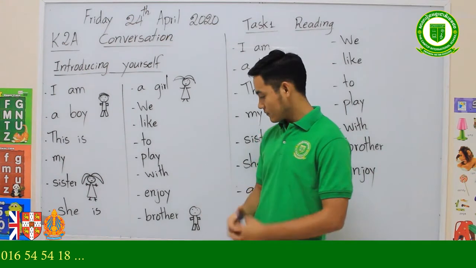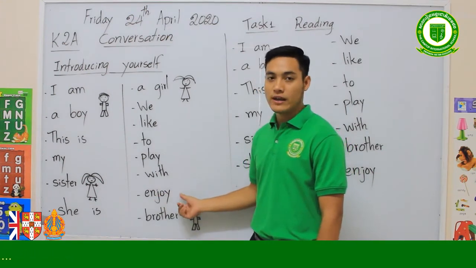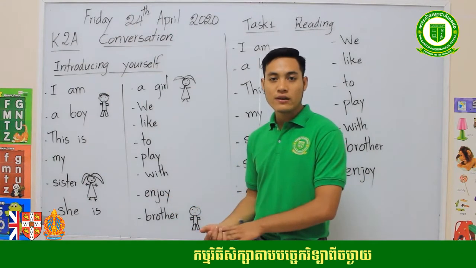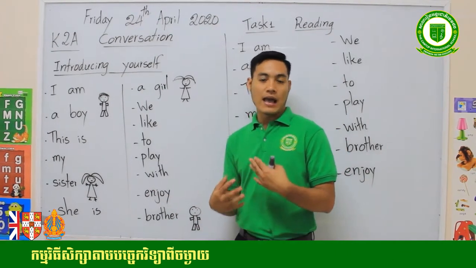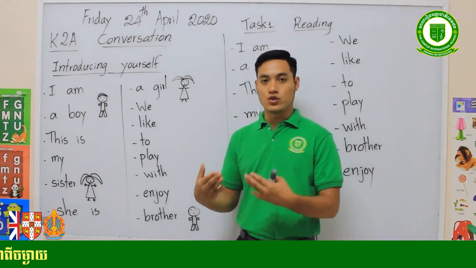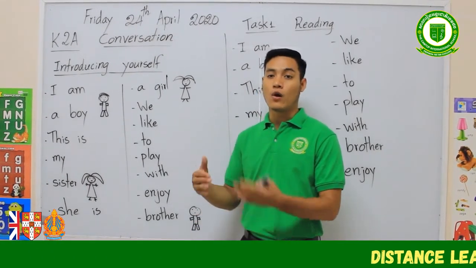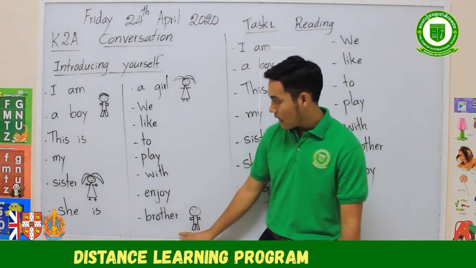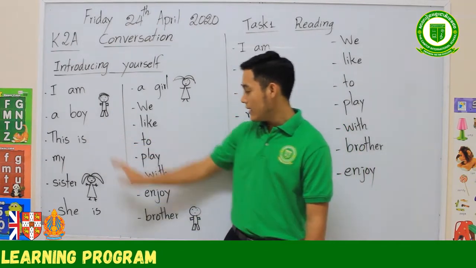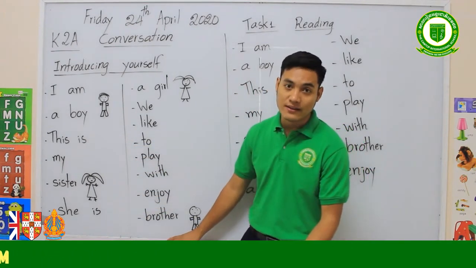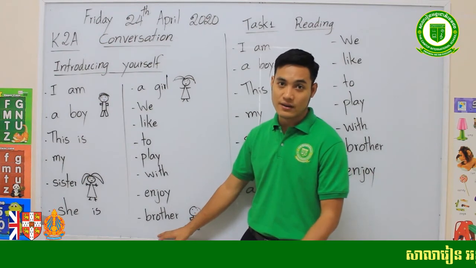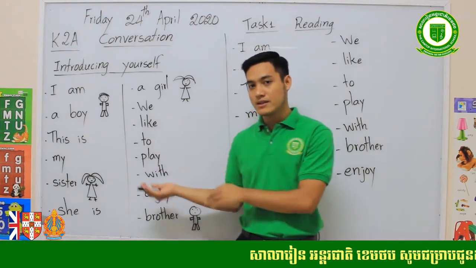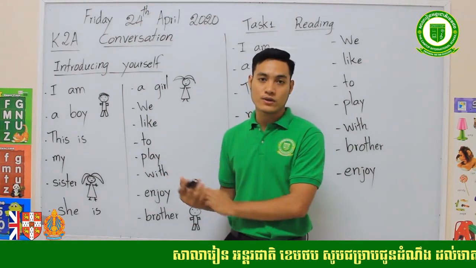"Enjoy." The word enjoy refers to the word happy. I am happy to play. I am enjoying playing. Or you can say, "I enjoy playing." The last word is "brother." This is a boy, and the boy is your brother. Brother. So that's it for some phrases and keywords for you to learn about conversation.